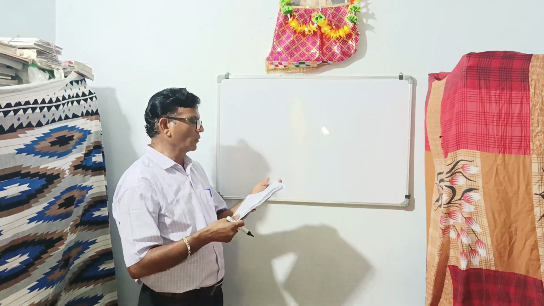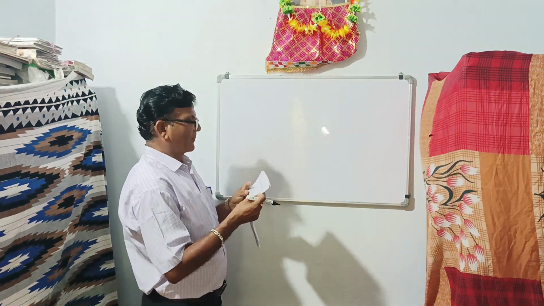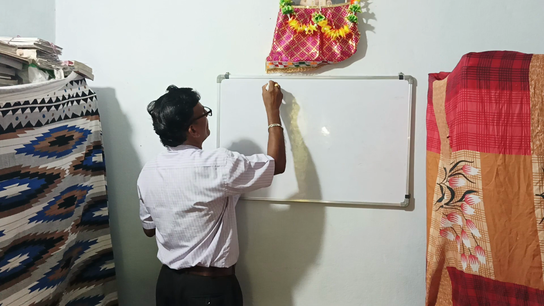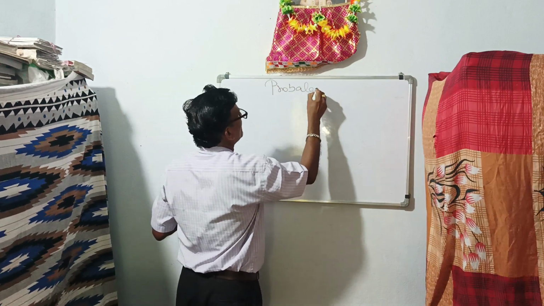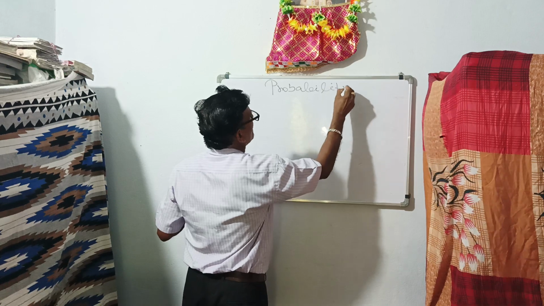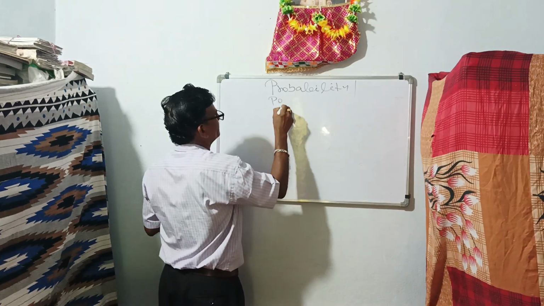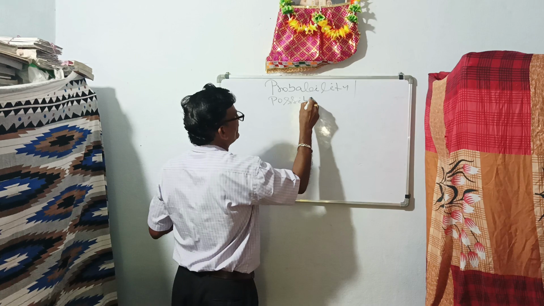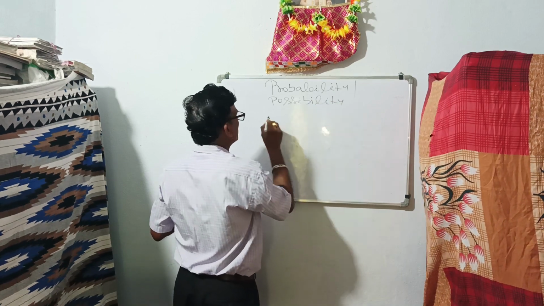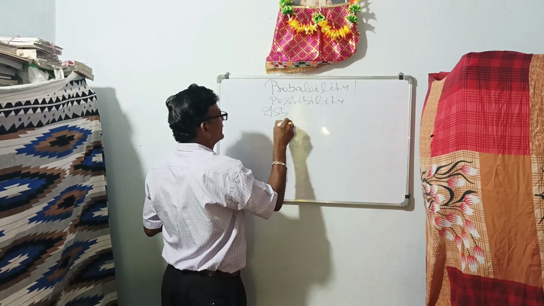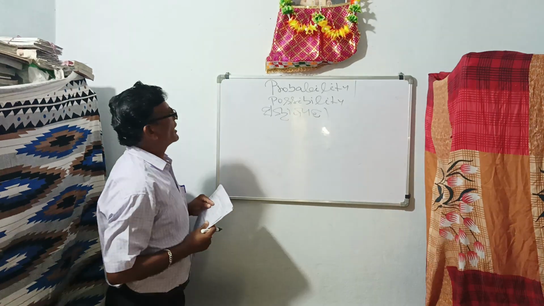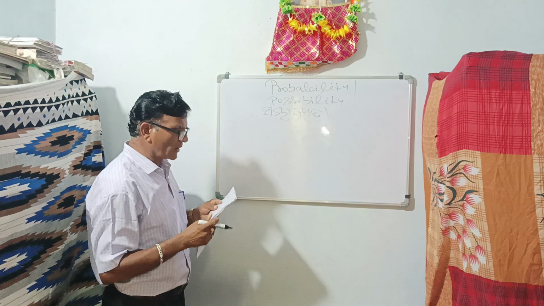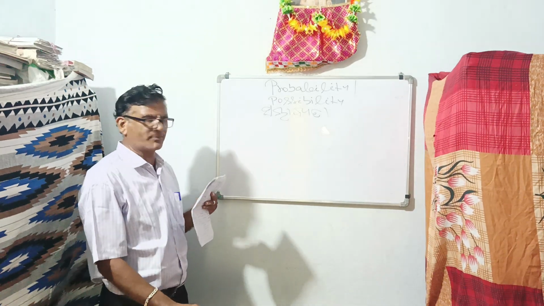Then let us go to the next point, probability or possibility. So let us now see which auxiliary verbs, modal auxiliaries, are used to express possibility.